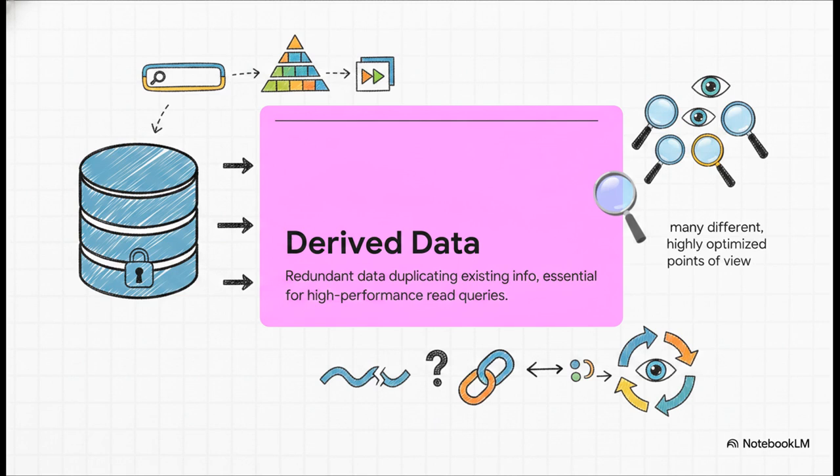Derived data is technically redundant. It's duplicating information that already lives in your primary system of record, but you literally have to have it. By maintaining derived datasets, like your caches and search indexes, you're basically looking at one single system of record from a bunch of different, highly optimized angles. The real headache, though, is this. When the primary system changes, how on earth do we keep all this derived data perfectly in sync?